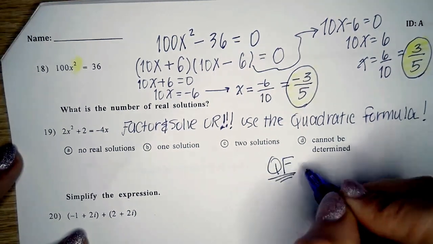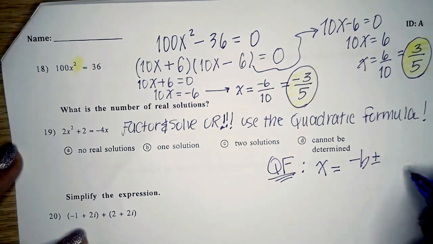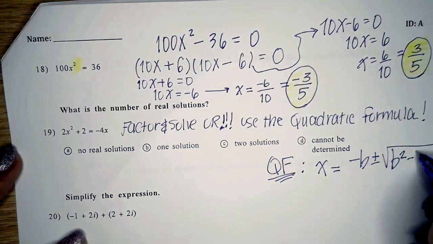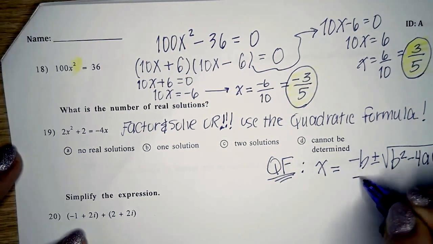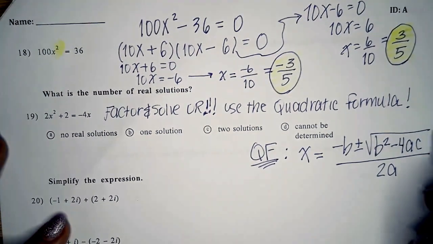Quadratic formula. I sang it to you. x equals negative b plus or minus the square root of b squared minus 4ac, over 2a. I need you guys to say it a million times to yourself. Okay, oops, sorry, I was cut off.